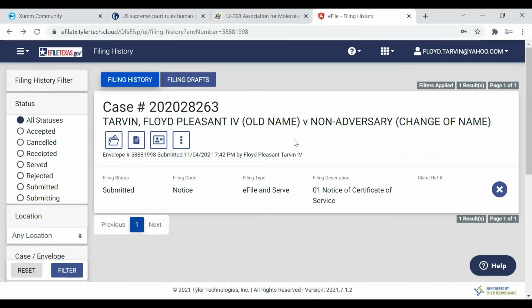These are all notices. You see right here, notice of. Every instrument that I have is titled notice of. Doesn't matter what it is. Notice of certificate of service. Notice of cover letter. Notice of table of contents. Notice of claim of title and status correction.